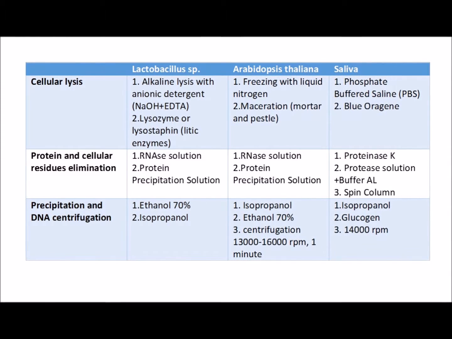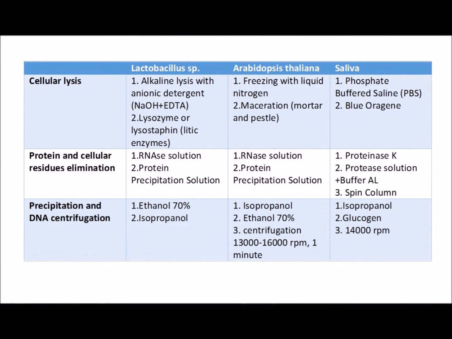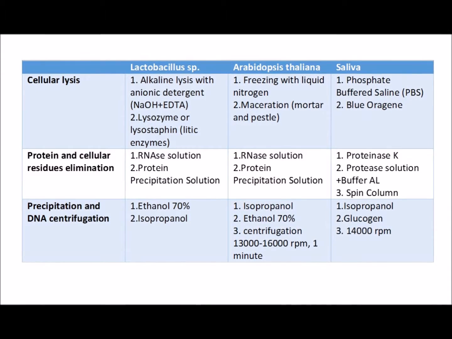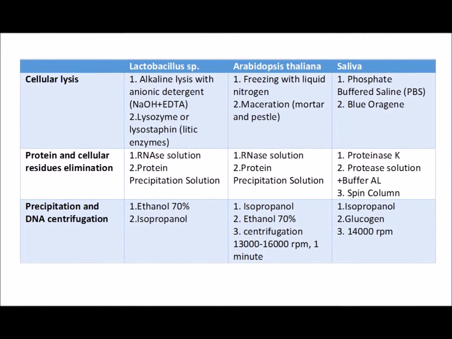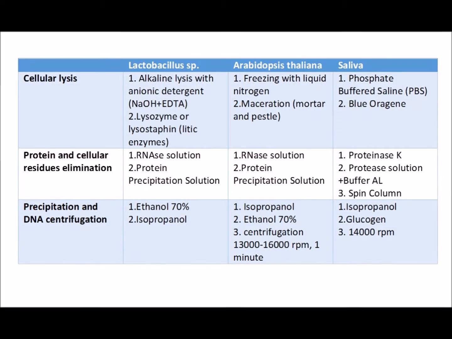Arabidopsis thaliana differs from the most modern and generic techniques used for animal tissues due to the cellular structure of plant material versus the animal tissue. And for saliva, a special procedure should be made in order to avoid the pollution of the sample with the possible other food residues contained in the saliva.